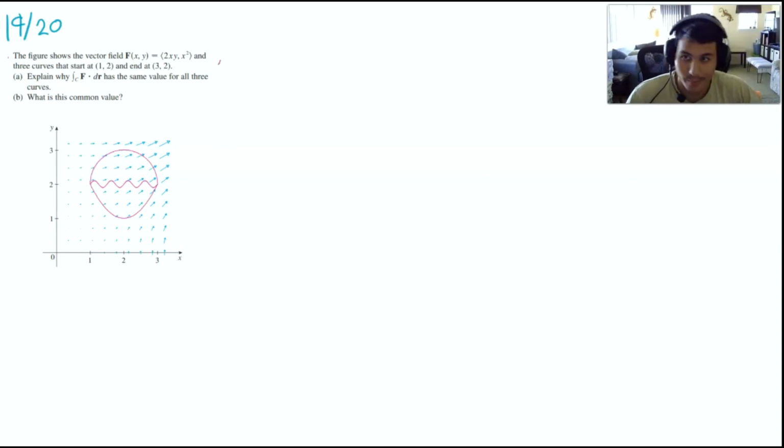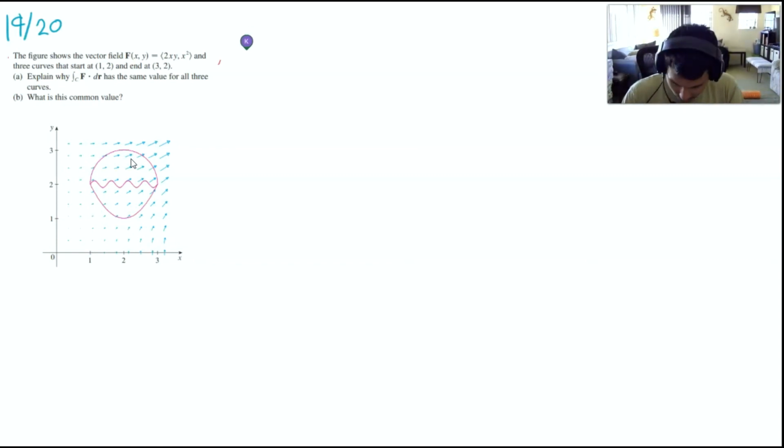Okay, well, what does the question want us to see? Why is F dot dr for any of these curves, 1, 2, or 3, all going to have the same value for their integral? And then we want to find that value. Well, we know that will be true if the vector field is conservative. Let's prove that the vector field is conservative.